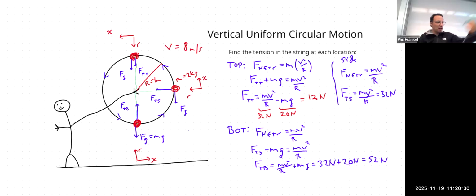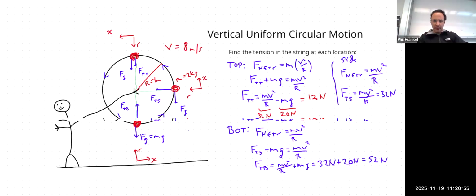So the tension in the rope is always greatest at the bottom of the circle because the net force is always 32 newtons to the middle, but when gravity pulls away from the middle, tension force has to be bigger. And it's always the smallest tension at the top where gravity is helping out. Gravity is pulling to the middle, the tension force doesn't have to pull quite as hard.